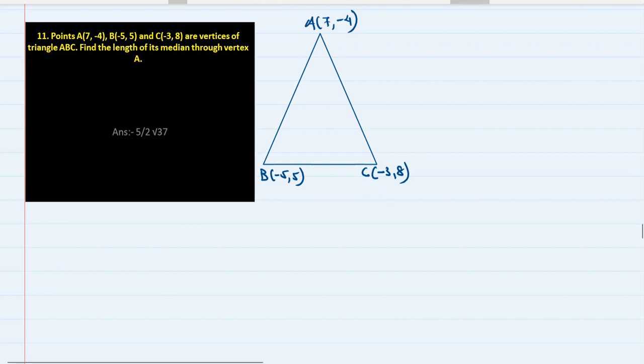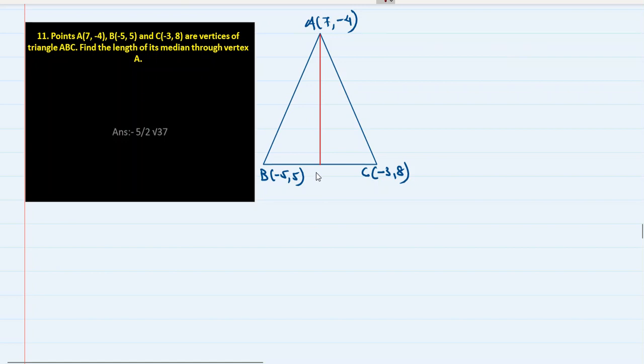Okay. For finding the length of the median through vertex A, we have to first draw a median. And I'll tell you what a median is. Actually, you should know what a median is. You are in class 10th. But by chance, some nice students have forgotten what a median is. I will gladly let them know.